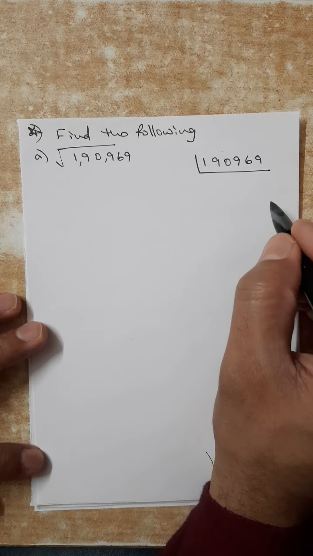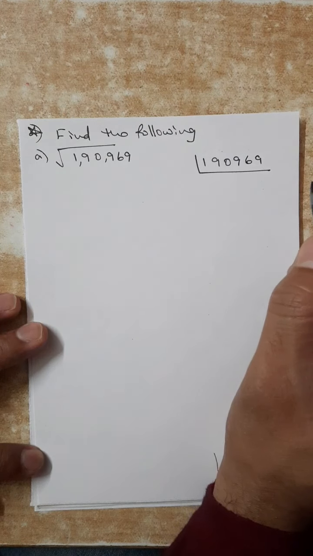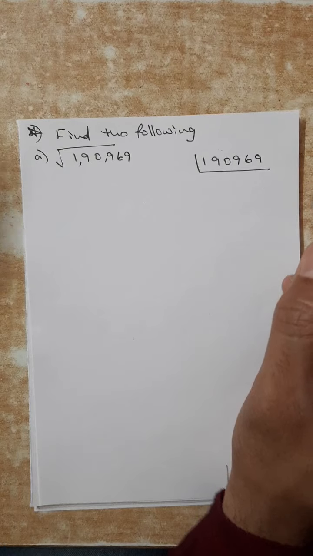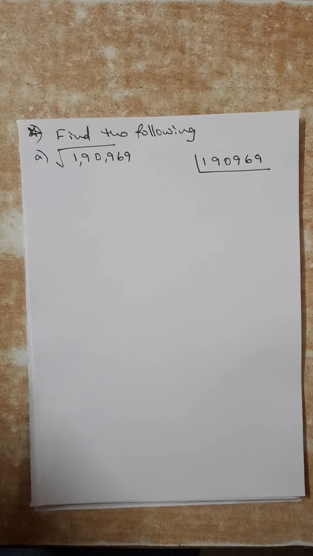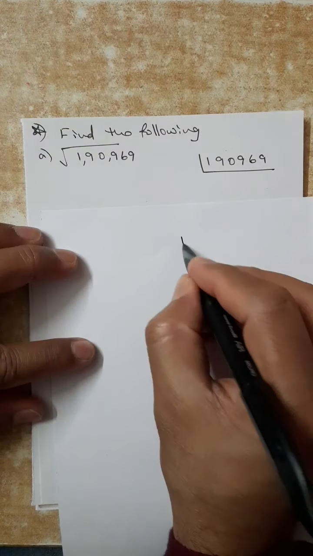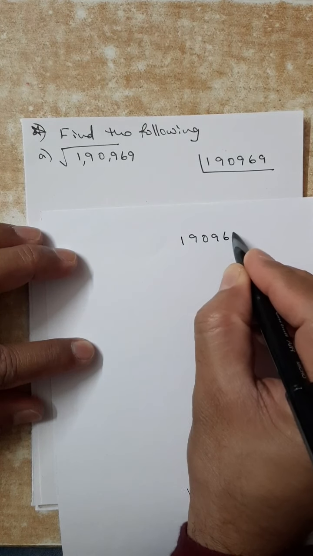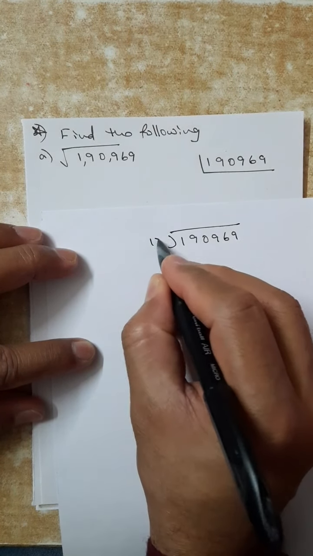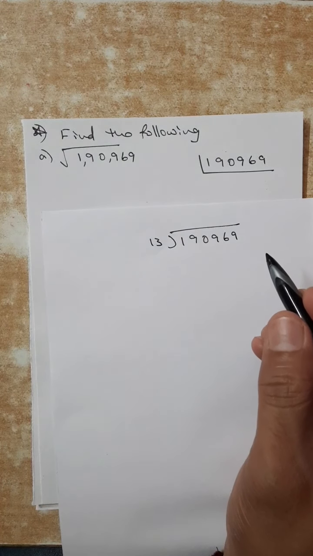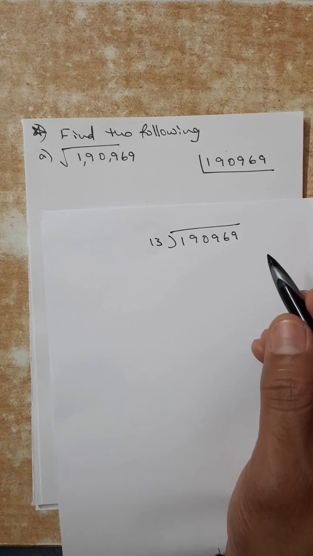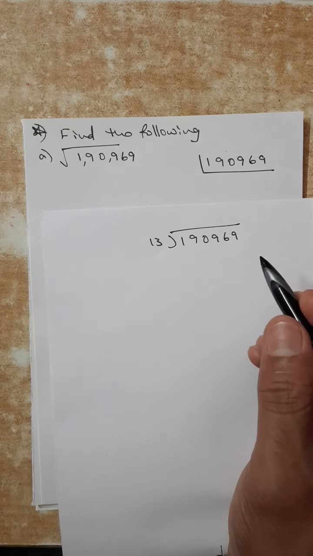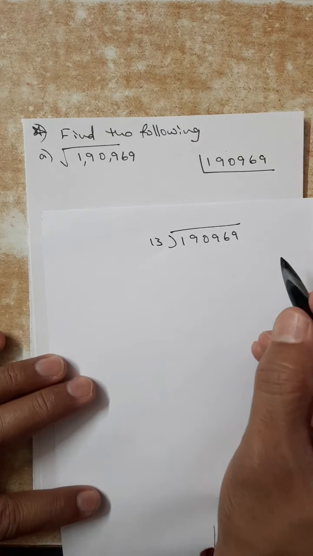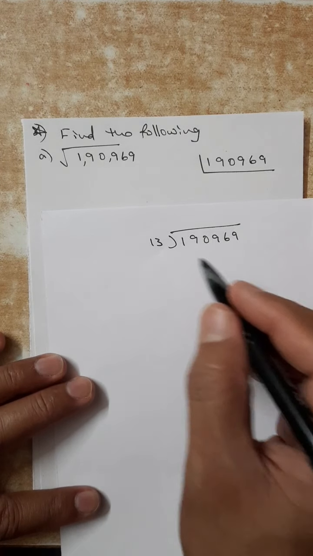11 not possible. Then you have to try with 13. Ordinary division you can do. 190969 divided by 13 because 11 not possible. Now we are thinking about 13 whether it is possible or not. If 13 is possible we will take. Now you may not be knowing the table, that's why I told you divide and check. Now 13 also not possible in this case.